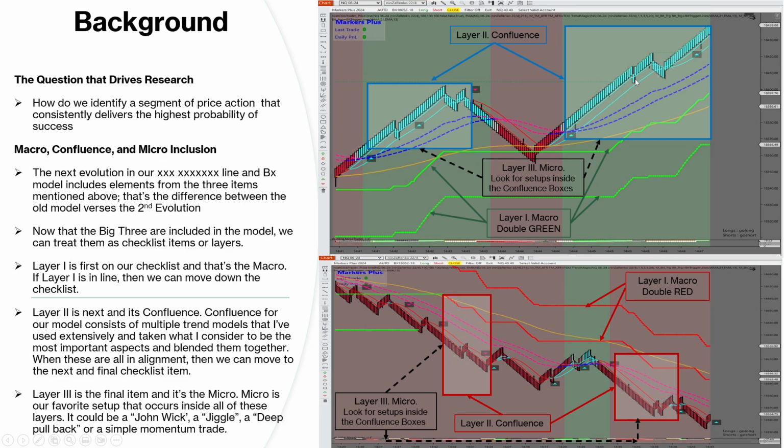You've got a 1-bar B4 jiggle here where you could have gotten 5. You got about a 6-bar jiggle right there that you could have gotten at least 5. And all these signals occurred above the 216 EMA. Okay? Simple enough. So we hit the macro, the confluence, and the micro was our setups.